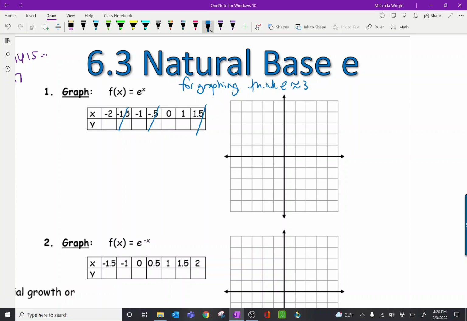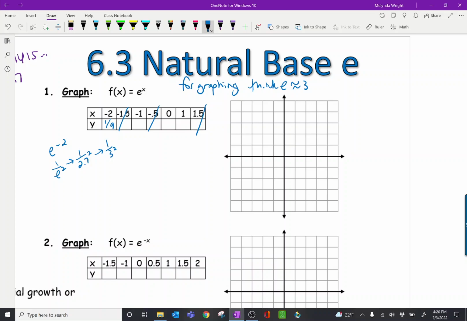We're basically going to find these points and plot them. So we would do e to the negative 2. That would be the same as 1 over e squared, which would actually be 1 over, say, 2.7 squared. I don't know about you, but I don't want to square 2.7. I would rather square 3. So we're going to go with the 1/9.